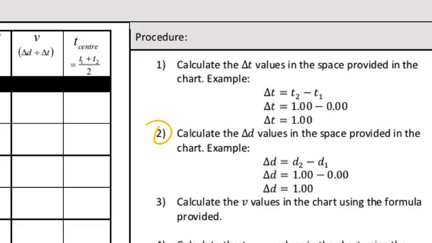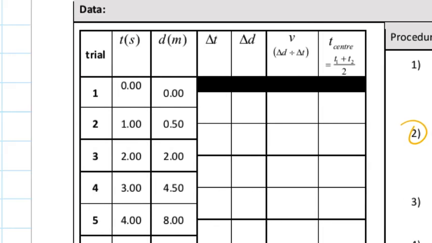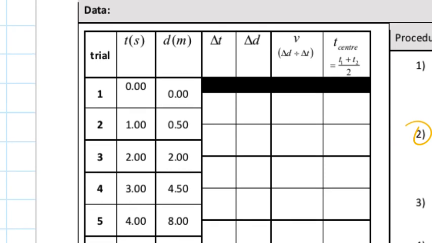For part two, we're asked to find the change in position, or the distance covered between those time intervals. So the formula is here: it's your final position minus your initial. It's more or less the same thing that you were asked to do in the previous one, but now we're working on the change in position column. We're looking for the change in position between trial 1 and trial 2, so it's going to be this value minus that one.